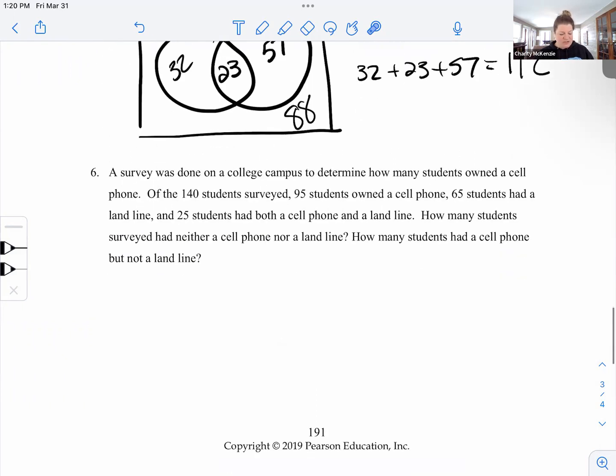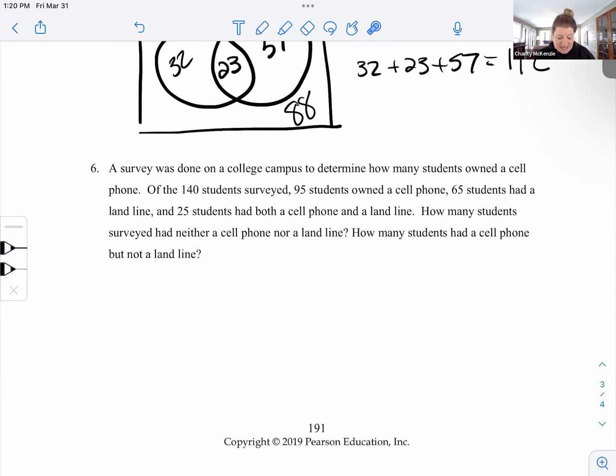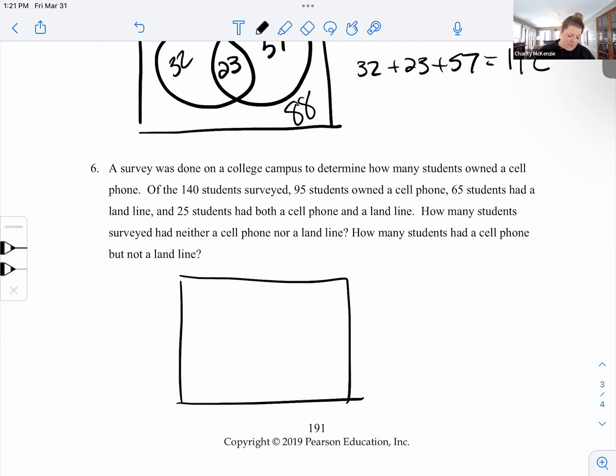Okay, last question. A survey was done on a college campus to determine how many students owned a cell phone. Of the 140 students surveyed, 95 students owned a cell phone, 65 students had a landline. I think this is definitely an old question. And 25 students had both a cell and a landline. How many students surveyed had neither a cell phone or a landline? So I'm going to do a Venn diagram of this one too. And we have 140, so we know our universe has to add to 140.